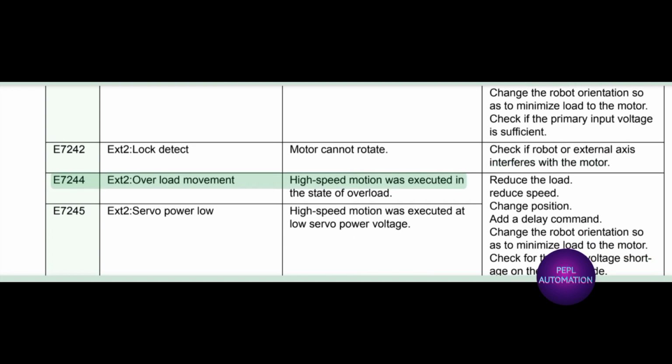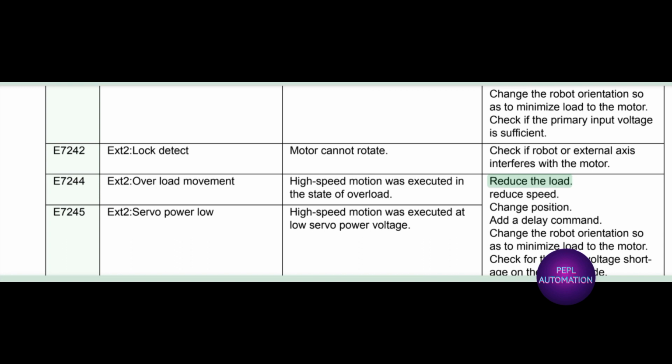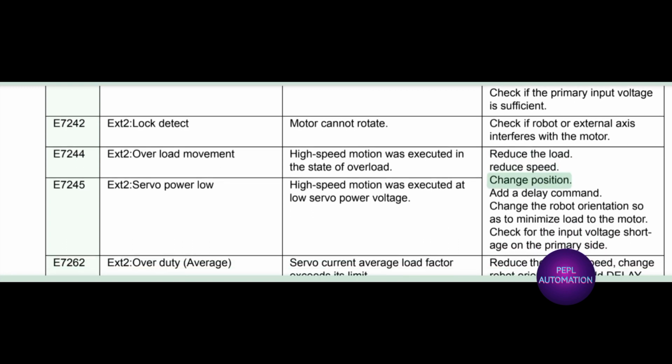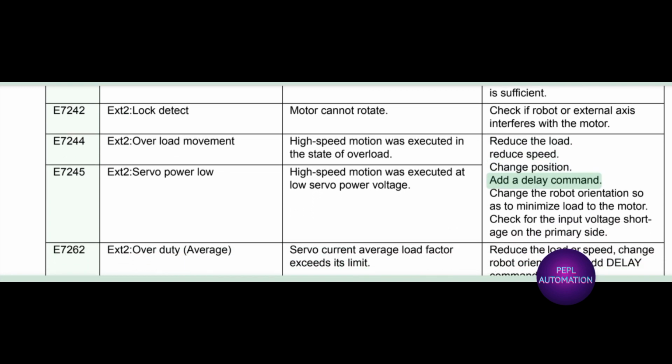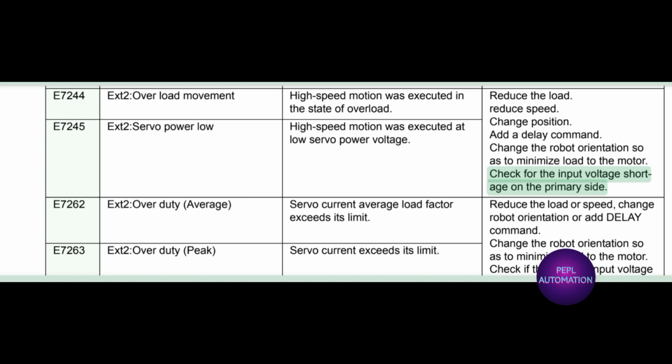E7244X2, overload movement. High-speed motion was executed in the state of overload. Reduce the load. Reduce speed. Change position. Add a delay command. Change the robot orientation so as to minimize load to the motor. Check for the input voltage shortage on the primary side.